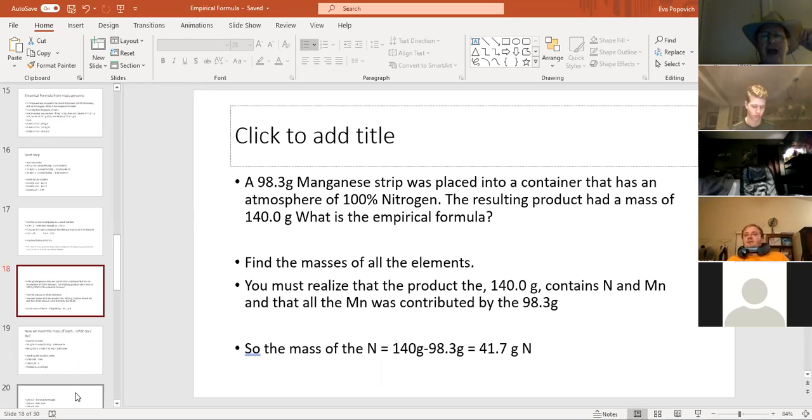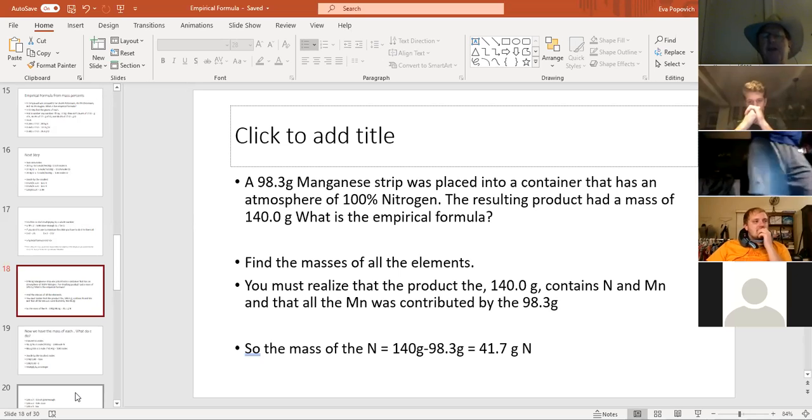Remember, our first step, determine the weight of each of the elements. In this particular example, I have manganese and I have nitrogen. If all the manganese reacted, do I know how much manganese I have? Yes. How much? Don't you have 98.3 grams of it? If all of the manganese reacted, yes, 98.3 grams is going to be the weight of my manganese in my product.